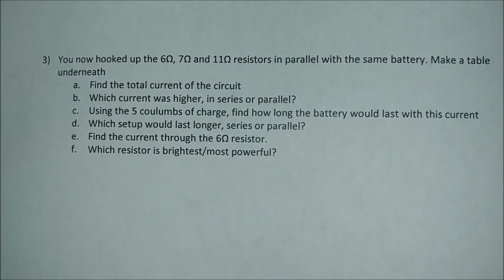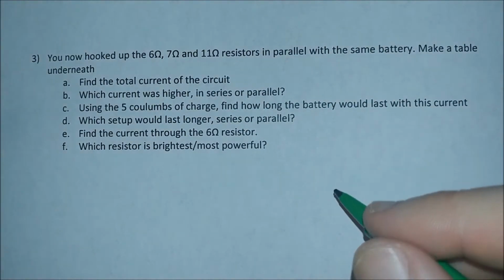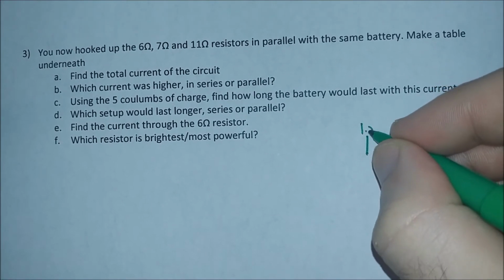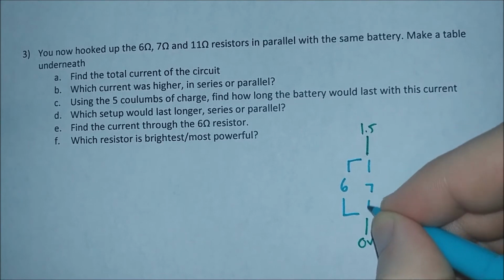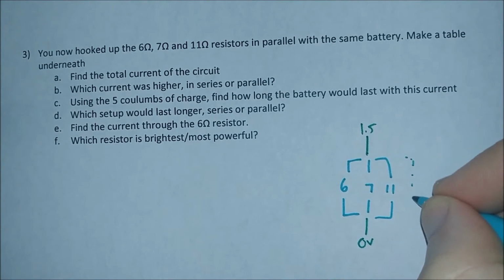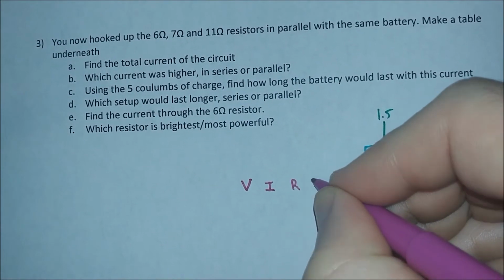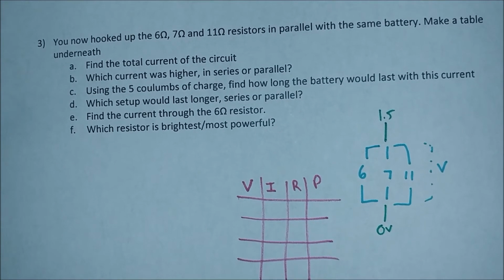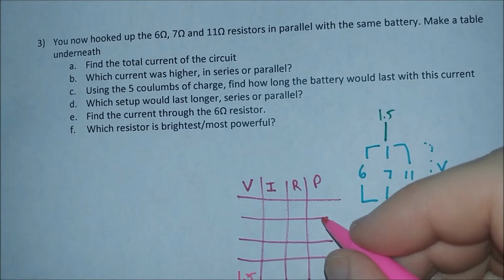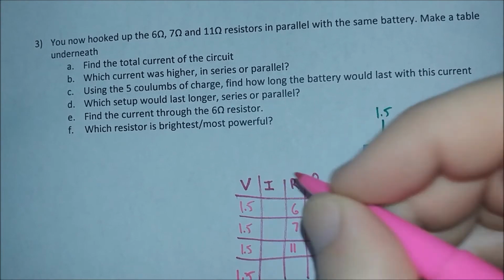Number 3, I'm going to do the same thing, this time they're in parallel. I'm going to redraw my picture again. Since they're in parallel, going from 1.5 to 0, they're going to have 3 different paths. And they all share the same voltage, because there's none that's one after another. So they all have a voltage drop of 1.5. Make my cute little table again. 6, 7, 11 are going to be my resistances. But the voltage of 1.5 is the same for each one. I'll put it in there.